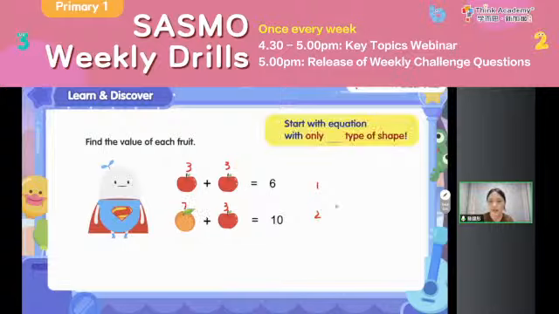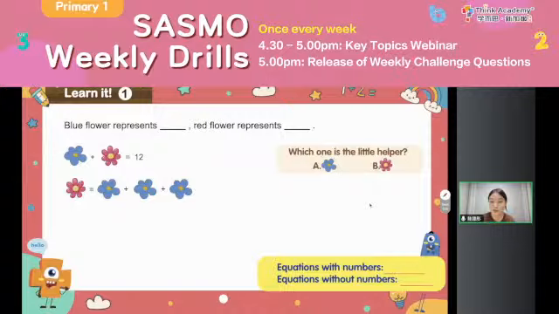So we can see that each time we always start with the equation with only 1 type of shape. That will be easier, okay? So this is the 4th thing already. After the class, I will also give you some notes, so it's okay.